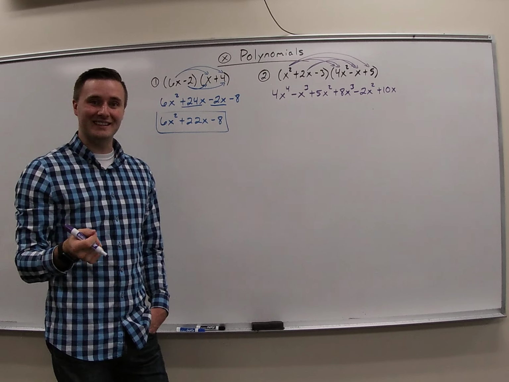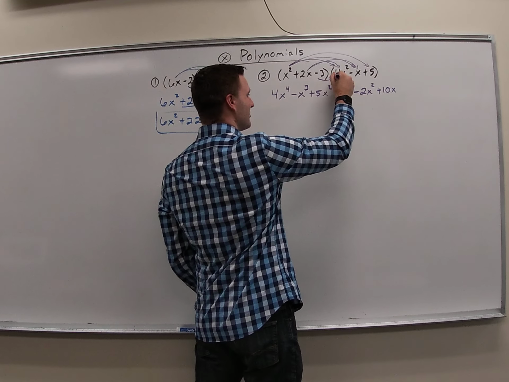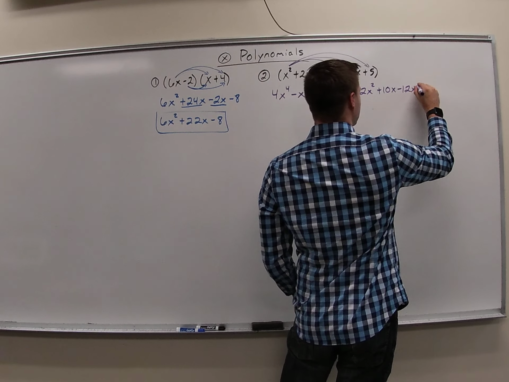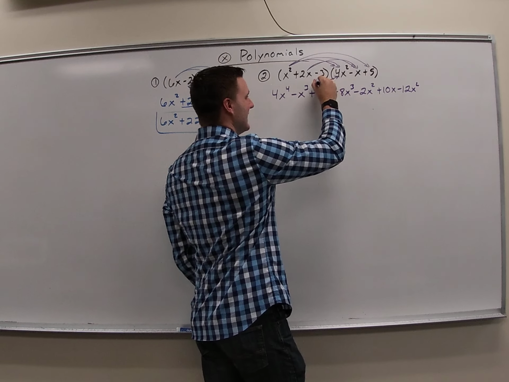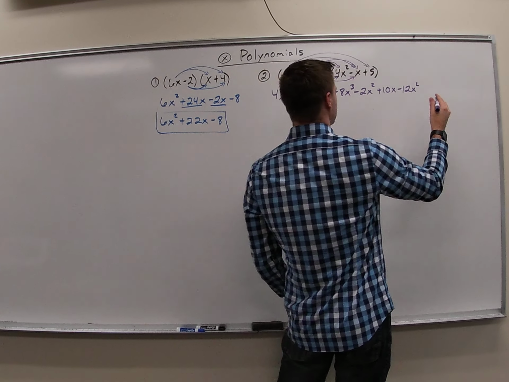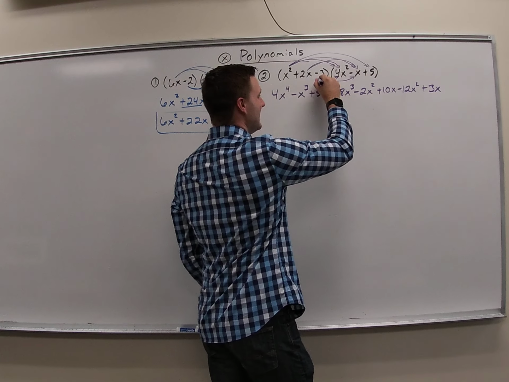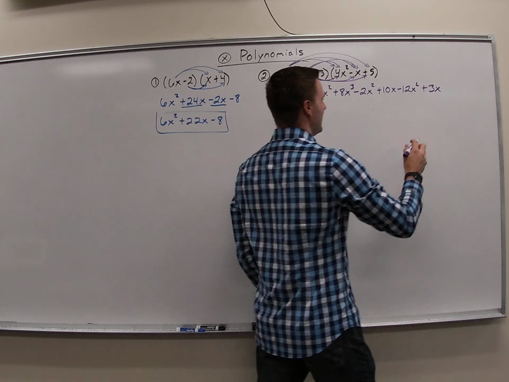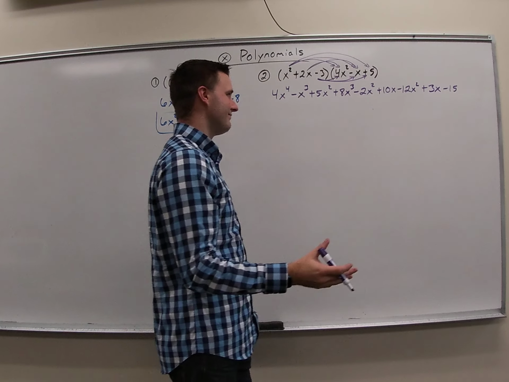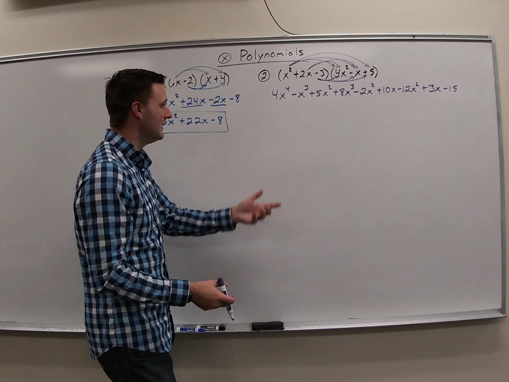And then finally, that third term, finishing out the distributive property, negative 3 times 4x squared would be a negative 12x squared. Negative 3 times a negative x, so negative times negative is positive, would give me a positive 3x. And then negative 3 times a positive 5 would give me a negative 15. Okay, that's a lot. There are 9 total terms, because 3 times 3 is 9.